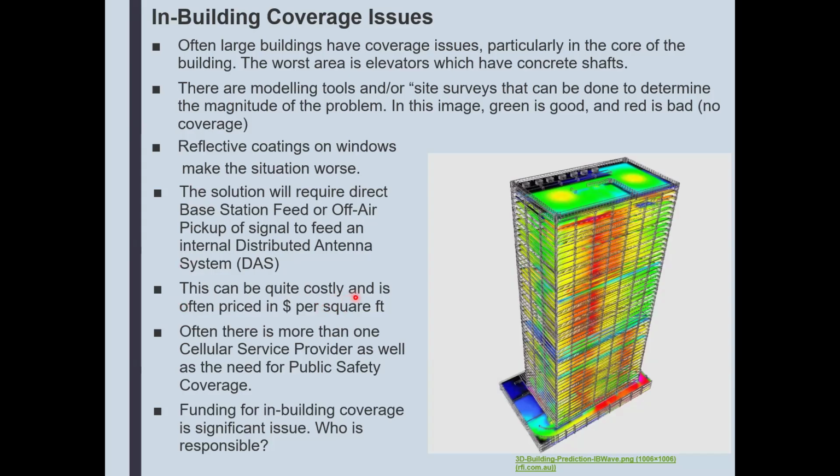This can be quite costly, and it's often priced as dollar per square foot. Often, there's more than one cellular service provider, and the need for public safety. So there are those DASs and triangulation systems and whatnot. It all works in the building. So quite often you're going to be installing a lot of WAPs in the ceiling all over the place. WAP stands for wireless access point.